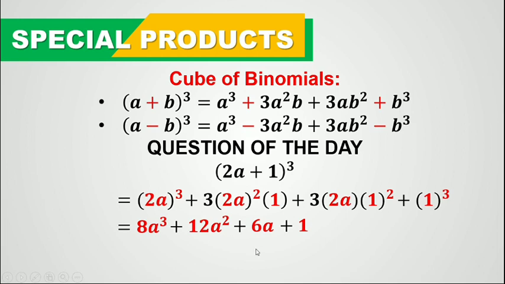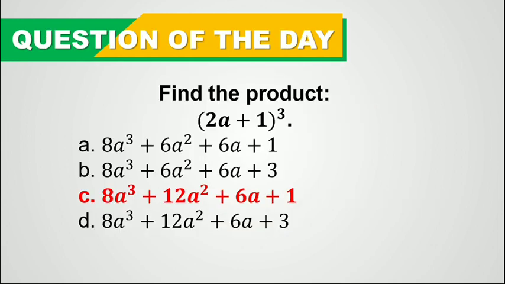So isn't it quick? You do not need to use the FOIL method in answering this question, because although the FOIL method is also applicable in answering such a question, it takes time. So it takes time for you to answer such a question if you're going to use the FOIL method. But if you're going to use this, then it would be easier and quicker for you to answer such questions. So going back to the question, our answer is letter C. So 8a cubed plus 12a squared plus 6a plus 1. You could actually answer this quickly and directly if you have mastered or at least familiarized the given patterns.